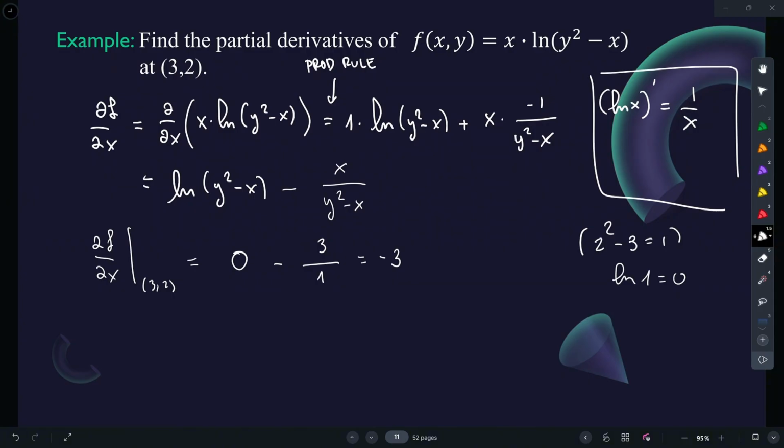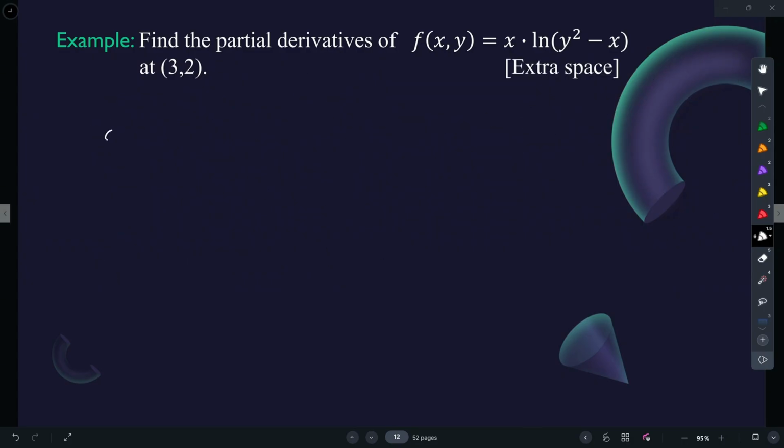I'm going to try to do things less cramped from now on. So let me move on to the next slide to do the derivative with respect to y. So now I'm going to do the derivative with respect to y of the function x times ln y squared minus x.